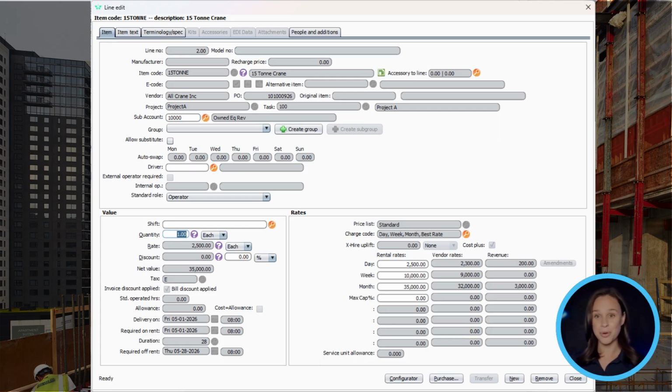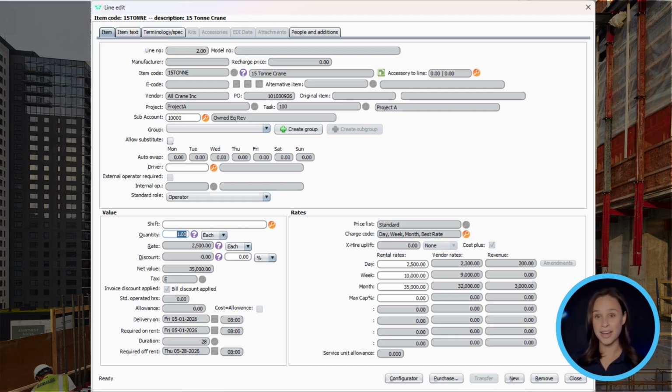When re-renting equipment from a vendor, profitability depends on knowing exactly what you're paying versus what you're charging. With vendor rate management, negotiated vendor rates can be stored directly in RentalResult. In this example, we're looking at a rental line for a 15-ton crane.